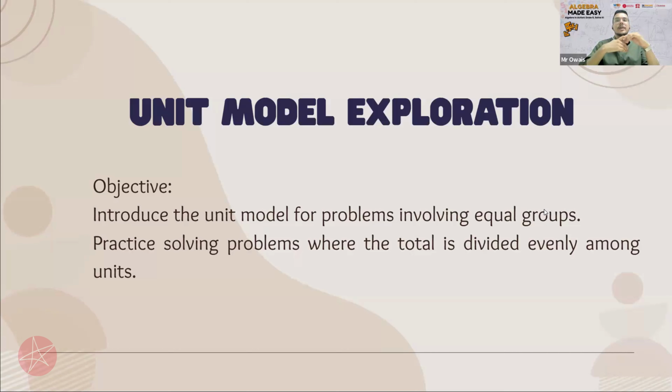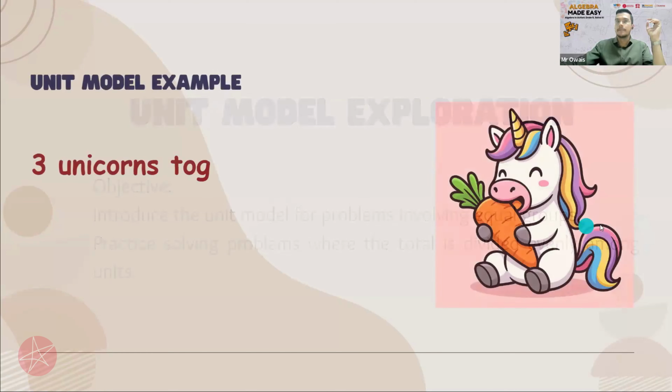And then we're going to practice solving problems where the total is divided equally among some units, okay? Evenly among some units. Exactly as the ice cream problem, we had 30 ice creams. And then those 30 ice creams were equally divided among how many lions, does anyone remember? Yes, three lions, right? So those 3 lions, we're going to call them 3 units, okay? So 3 units, we are dividing those 30 ice creams among those 3 units.